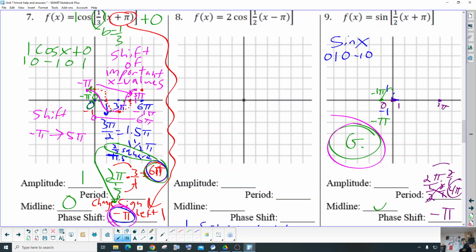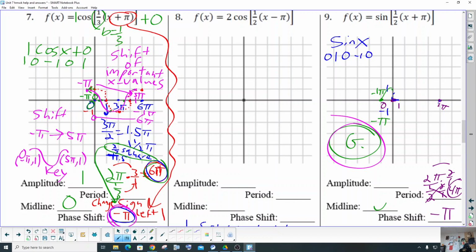So our shift on this problem is negative pi to 5 pi. You want to look on Canvas for your matching answer, of negative pi up 1 to 5 pi up 1. And that's the key that you're looking for on Canvas. Nice, good job. So we'll check our answer for one more there.